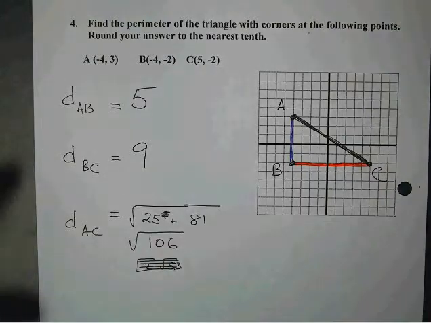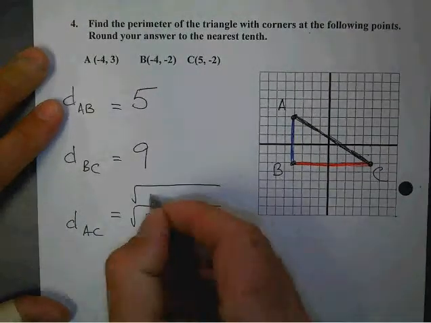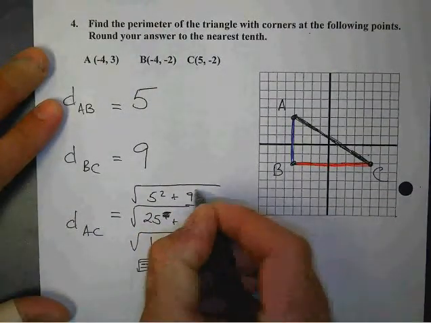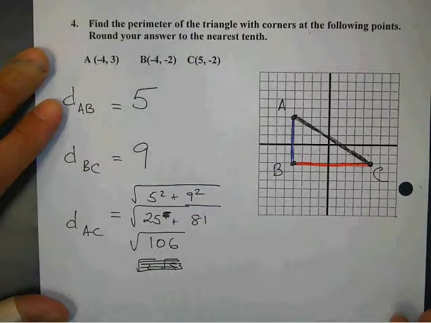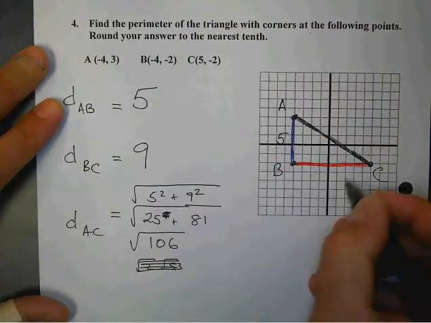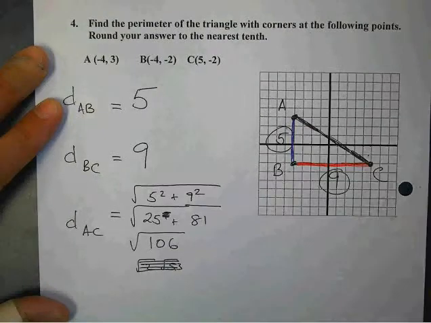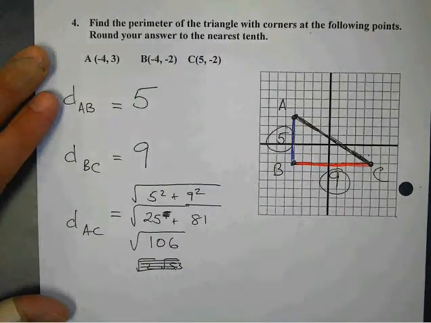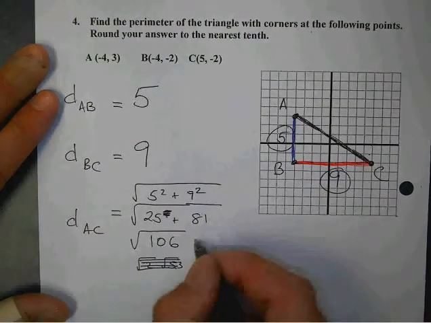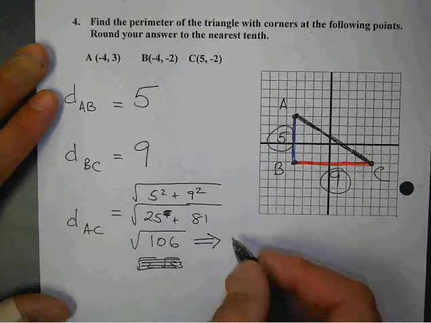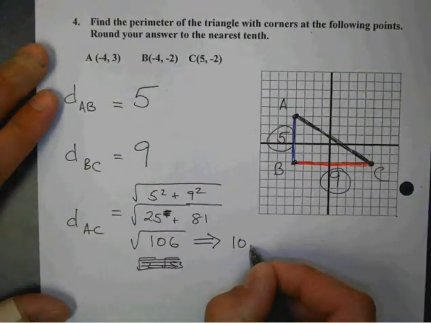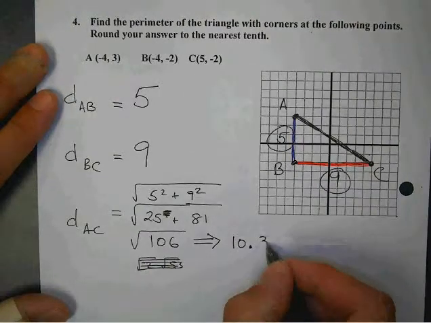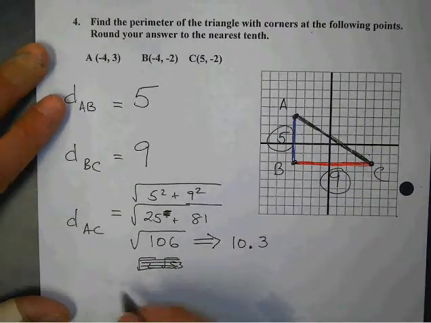Katie, question? Wait, why do you have 25 and 81? A squared plus B squared. Because this is 5, and that's 9. Hence why the picture is a nice feature. So what was this as a decimal to the nearest tenth, guys? 10.3. 2 or 3? 3. It's 3, okay. 10.29.